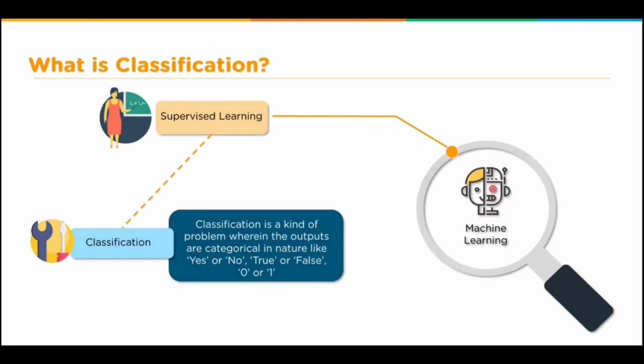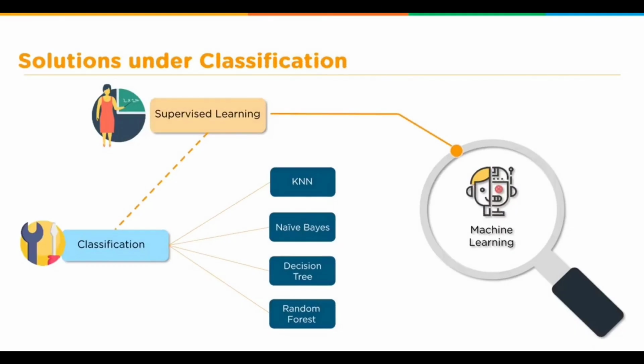Let us discuss what is classification. Classification is a kind of problem wherein the outputs are categorical in nature, like yes or no, true or false, 0 or 1. In classification, there are 4 types: KNN, naive Bayes, decision tree, random forest. We will discuss only random forest.